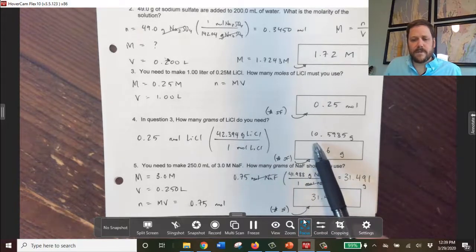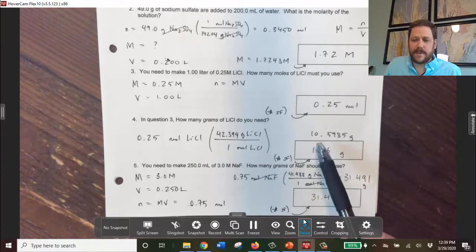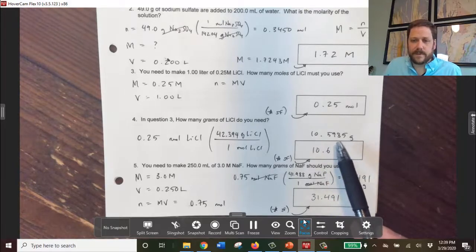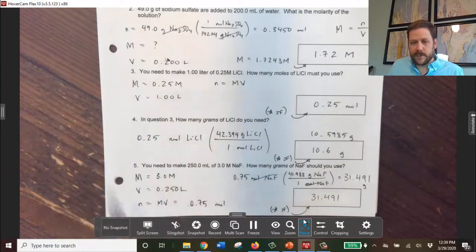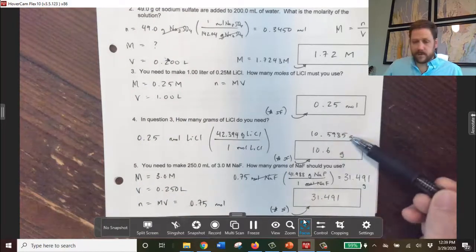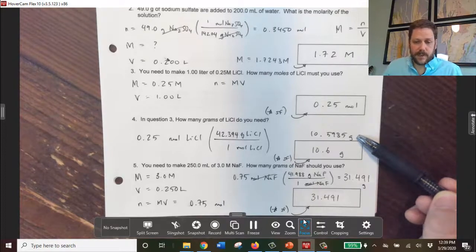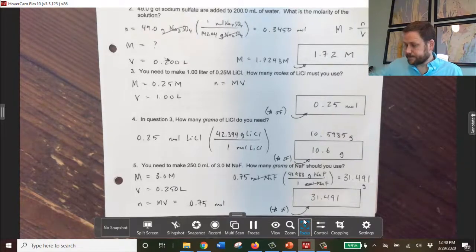But if I have a balance that can measure out the exact mass, 10.5985, that would be a very expensive balance, but that would be even more precise. So here we're not limited by a measurement in terms of how many significant figures we should use. We can include as many significant figures as are reasonable. So a lot of these questions I'm going to ask you to put in a certain number of significant figures, since we're not necessarily limited by a measurement.